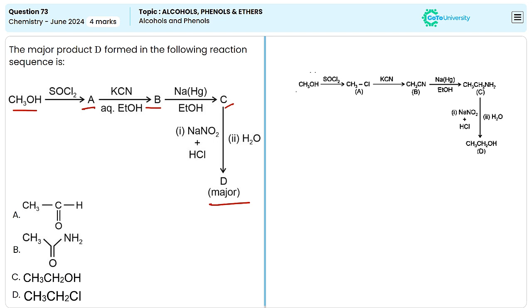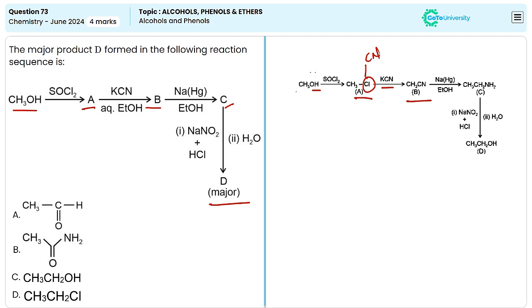Methanol on reaction with SOCl2, we can see the hydroxyl group will be substituted by the chlorine atom to produce the intermediate compound A. This is chloromethane. Now, this chloromethane reacts with potassium cyanide. Here the chlorine atom will be replaced by the CN- group to produce ethane nitrile, that is B.